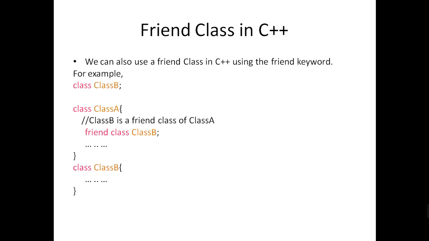Okay. Next, friend classes in C++. It is similar to a friend function, but in a friend class in C++ we use the friend keyword. Before that, in a friend function also we use the friend keyword. So here in class A, a friend class is declared, class B. So class B is a friend of class A. Okay. So this is the meaning of a friend class.